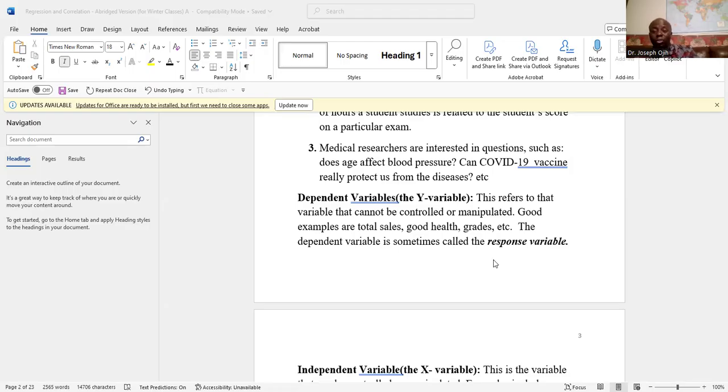Something similar with grades: you can study so hard, but you cannot decide whether your grade will be 95% or 93% or 90%, that kind of thing. You have no control over that. So we call them the dependent variable, or Y variable, because we cannot control it.